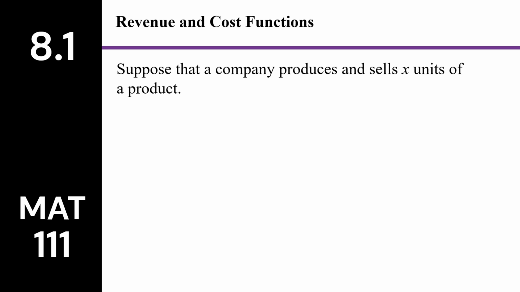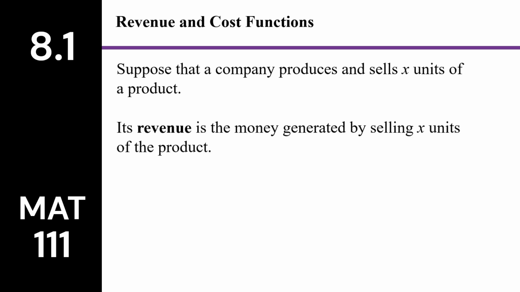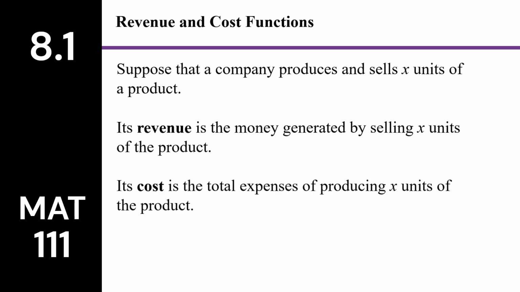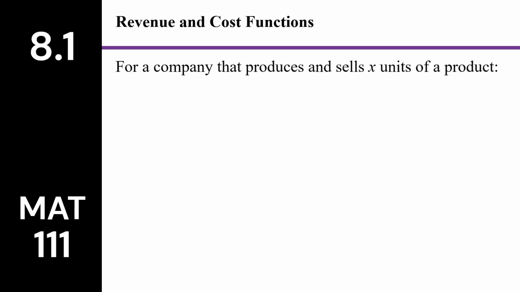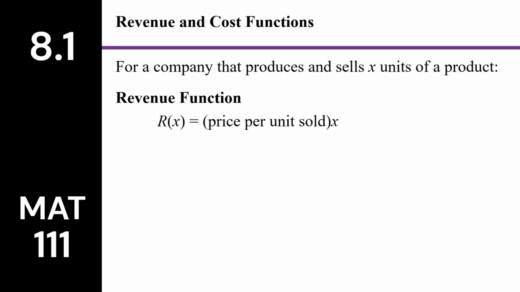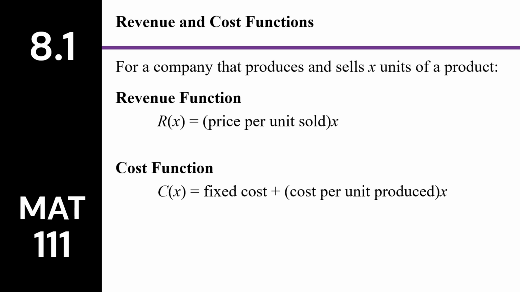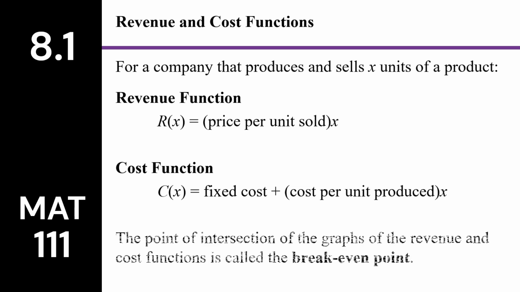Suppose that a company produces and sells x units of a product. Its revenue is the money generated by selling x units of the product, and its cost is the total expenses of producing x units of the product. For a company that produces and sells x units of a product, the revenue function is given by R(x) equals the price per unit sold times x, the number of units sold. And the cost function is given by C(x) equals any fixed costs plus the cost per unit produced times x, the number of units produced. The point of intersection of the graphs of the revenue and cost functions is called the break-even point.